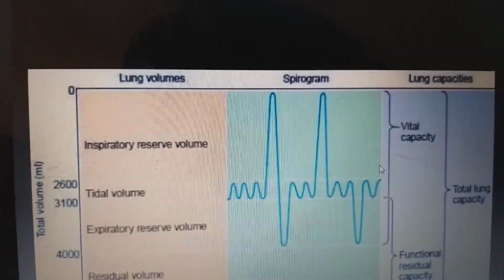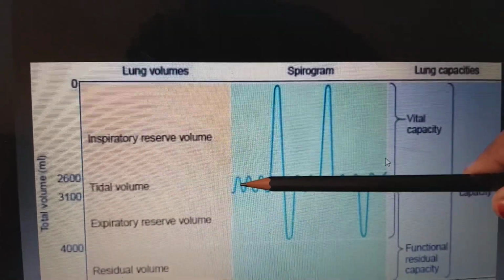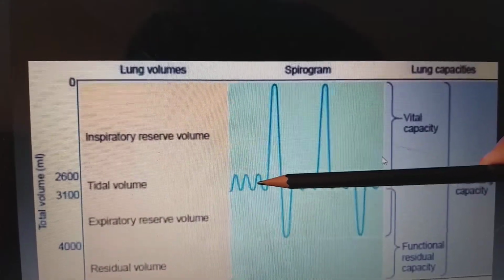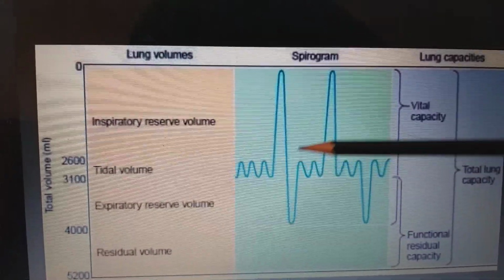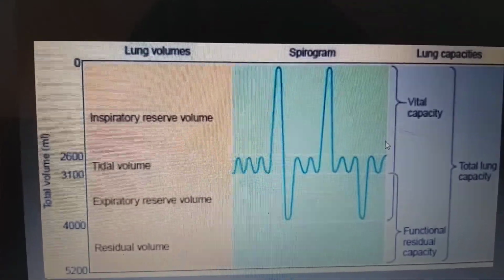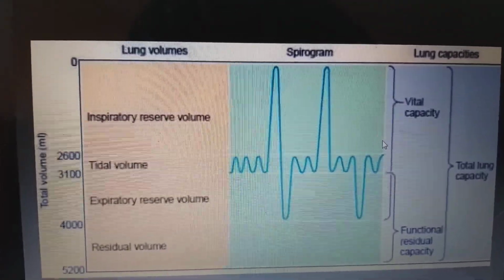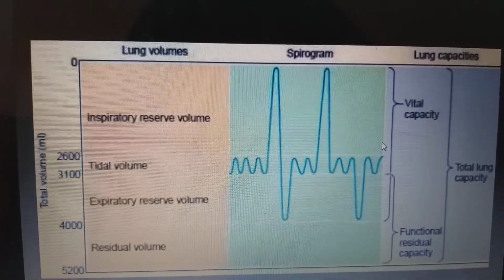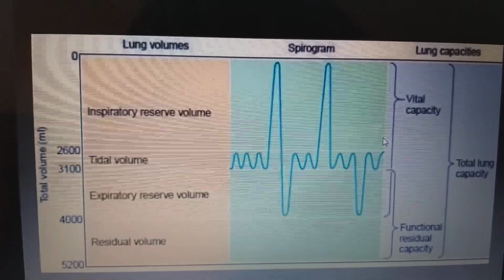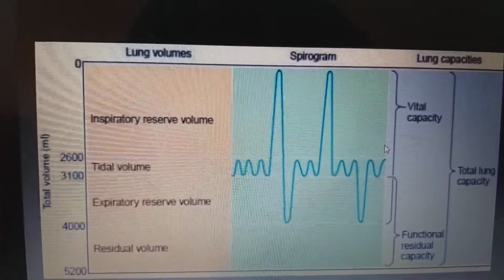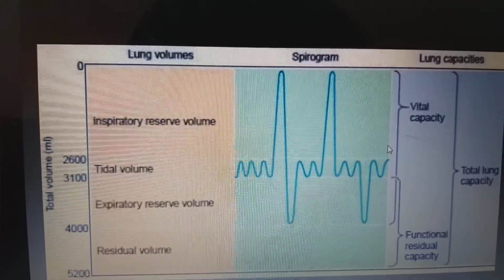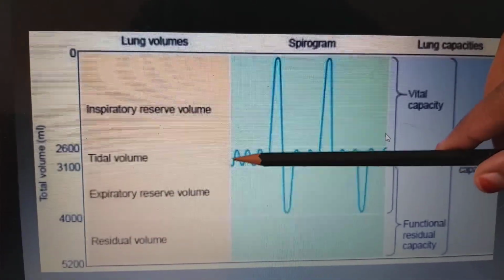So this is the tidal volume, the center. This will represent the tidal volume. This whole chart, we call it a spirogram. This is the record from the spirometer, and the study is called spirometry, and the process of taking the record through the spirometer we call spirometry, and this is the spirogram. This is the record, and this is the tidal volume. This is 500 ml.